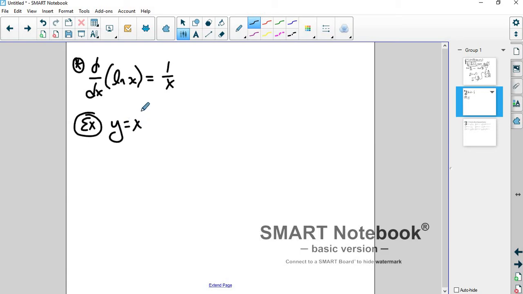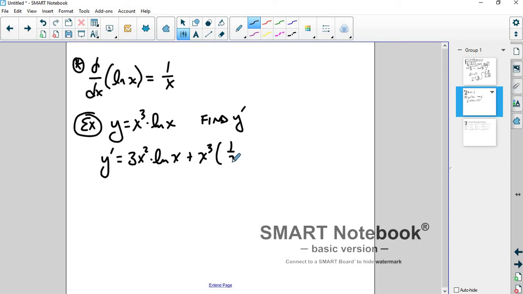If y equals x cubed times the natural log of x, then what's the big picture here? The big picture is a product. And so we take the product rule and we get the derivative of the first times the second plus the first times the derivative of the second, just as we've always done in this chapter. I'm not going to ask you to simplify that at all, and so this is perfectly fine.